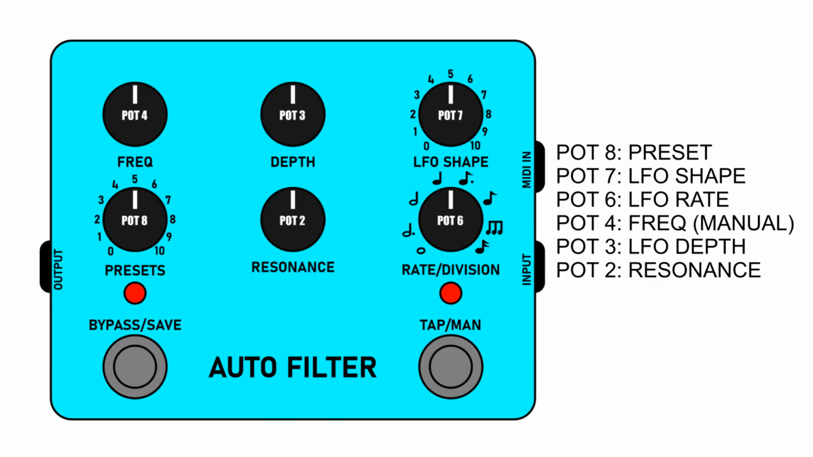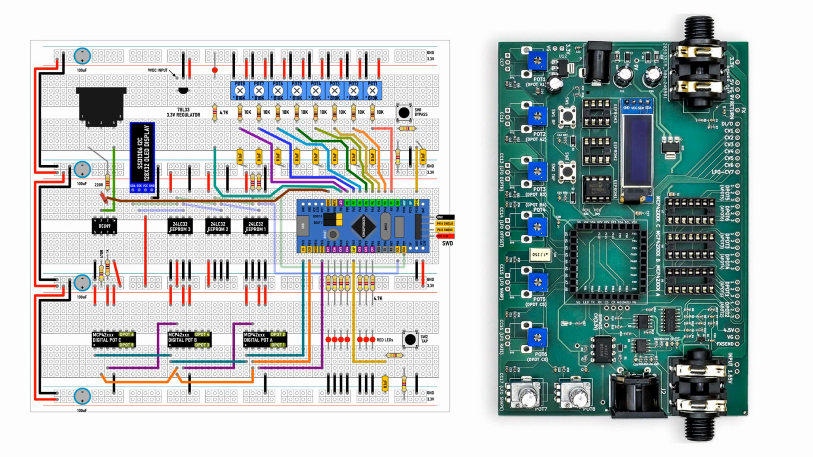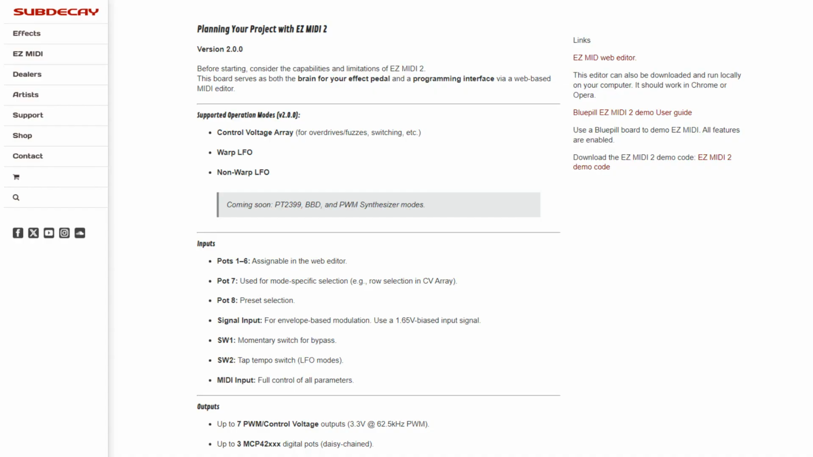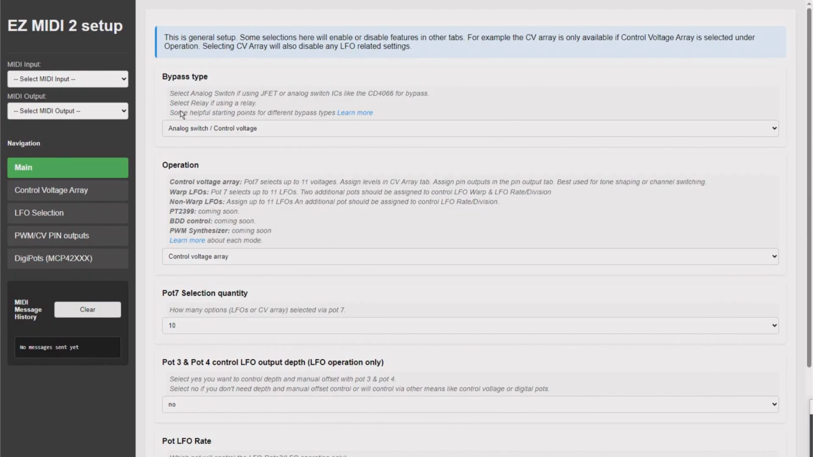This will require a computer with a MIDI interface. You'll need to have the circuit from the PDF breadboarded, or you'll need an EZ MIDI programmer board. After getting MIDI connected, open the web editor. You'll find the link in the description. Once you have EZ MIDI connected, select the MIDI output.